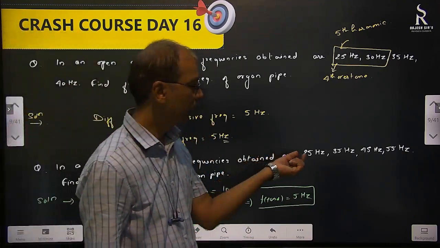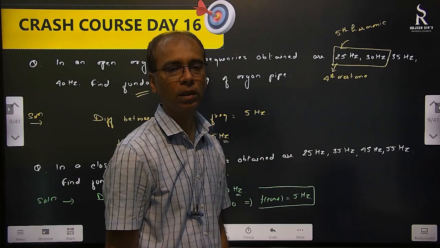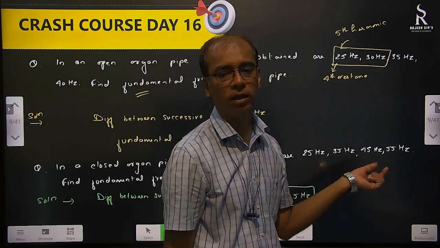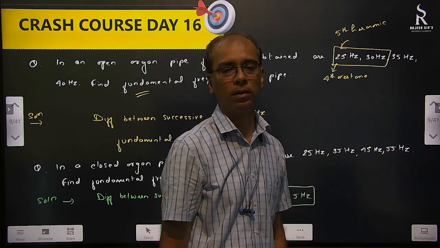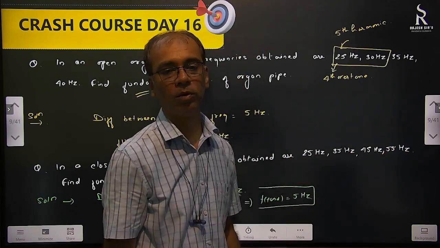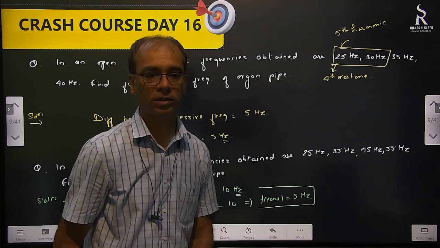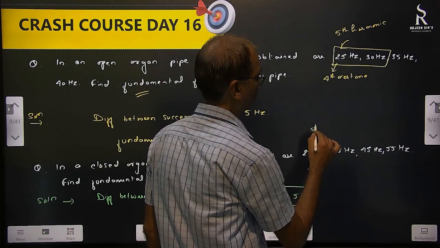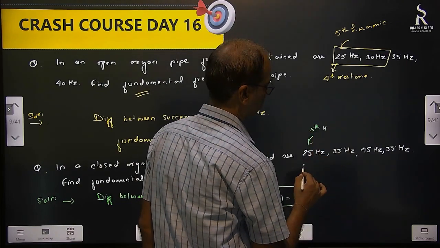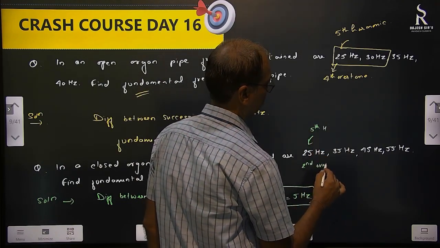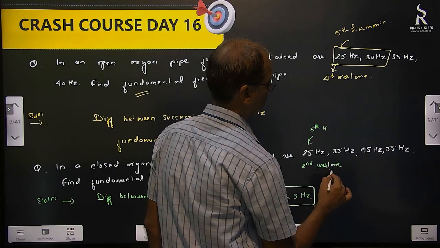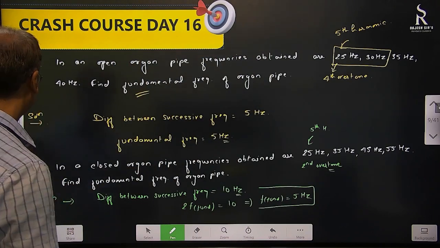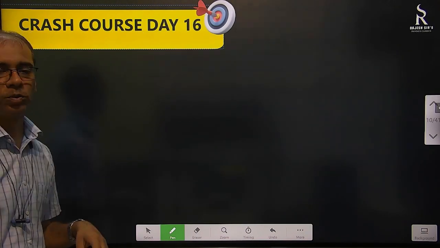So which harmonic is this? 5th harmonic. This is the 7th harmonic, this is the 9th harmonic, this is the 11th harmonic. Which overtone? If this is the 5th harmonic, then this is the 2nd overtone. 5th harmonic, 2nd overtone. So note this one. Fine, let's move ahead.